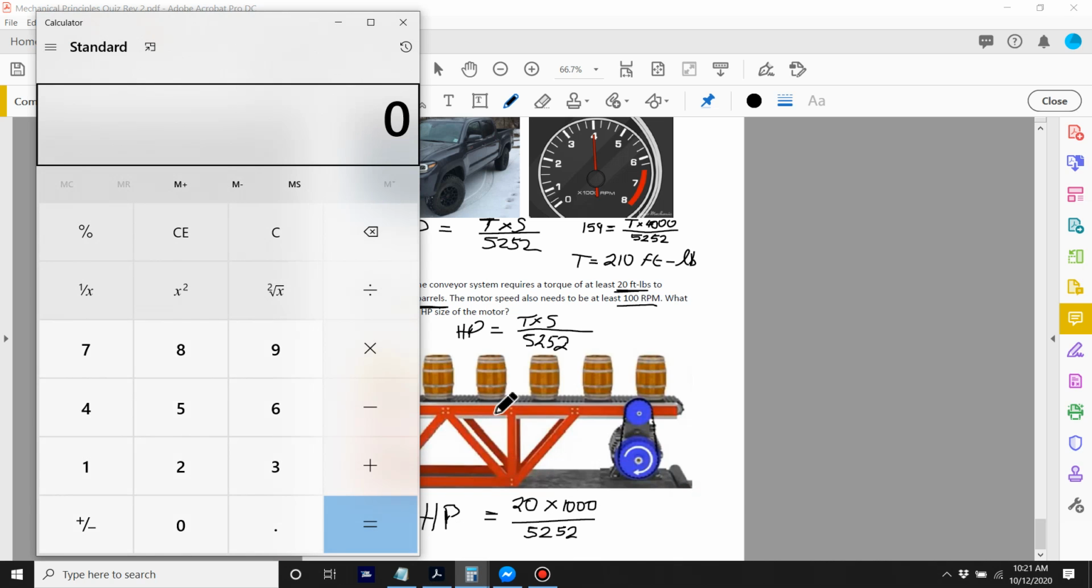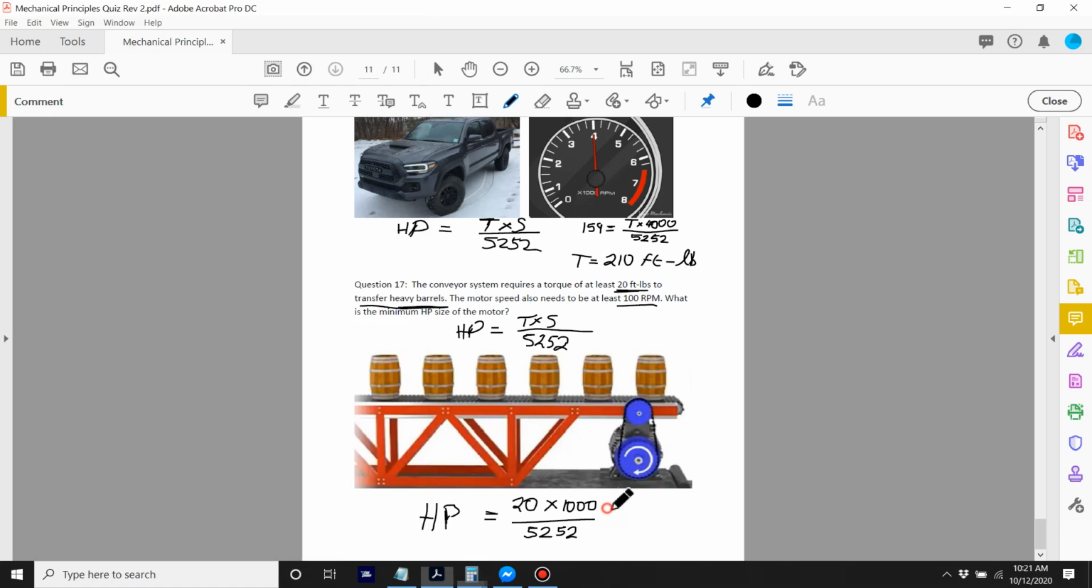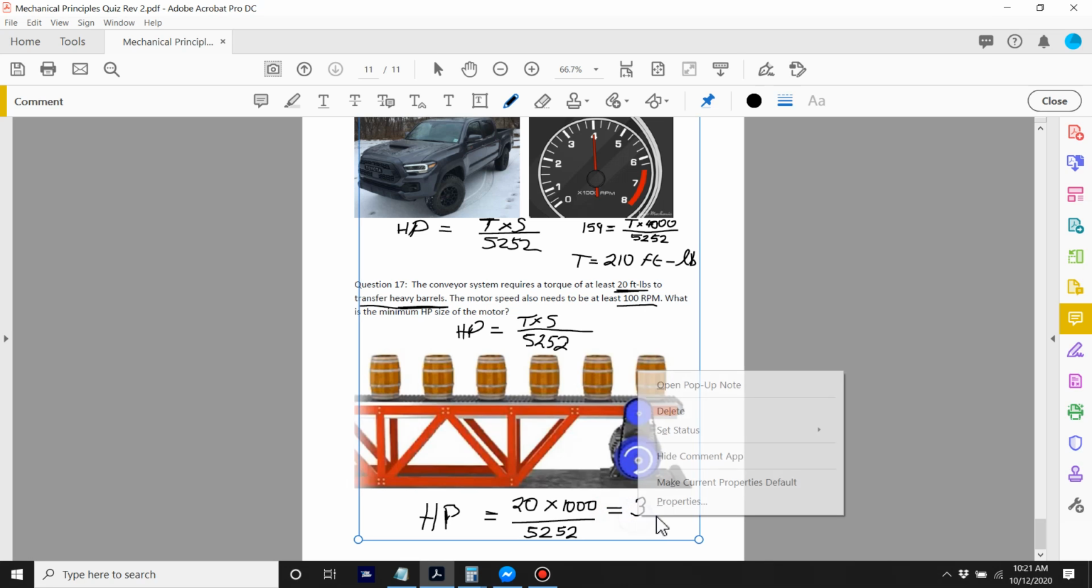So 20 multiplied by 1,000 is 20,000 divided by 52 is equal to 3.8. And we could even get that motor on McMaster-Carr. 3.8 horsepower. Look, in the real world, we would not get a 3.8 horse. You can't get a 3.8 horsepower motor anyway. You would double that number, just so you have a safety factor.